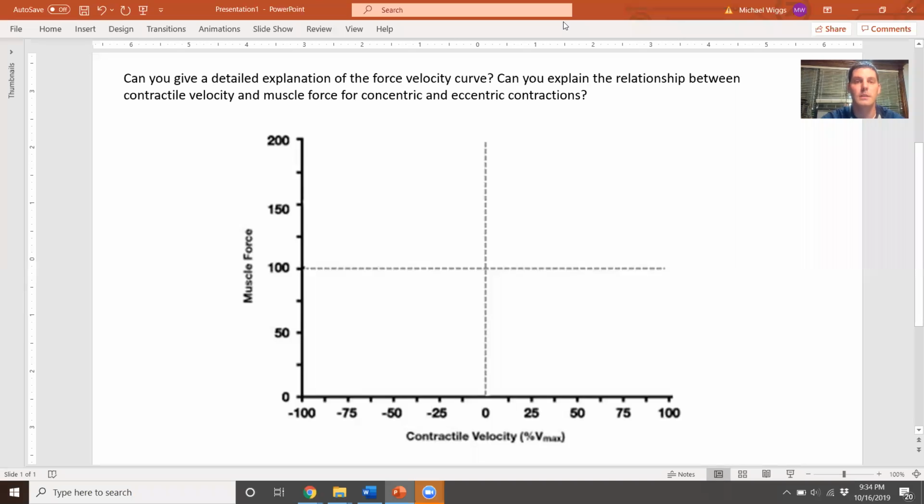Dakota, thanks for the question on the force velocity curve. I've copied your question here just to make it a little bit easier to follow. So, an explanation of the force velocity curve, and then the relationship between velocity and muscle force.